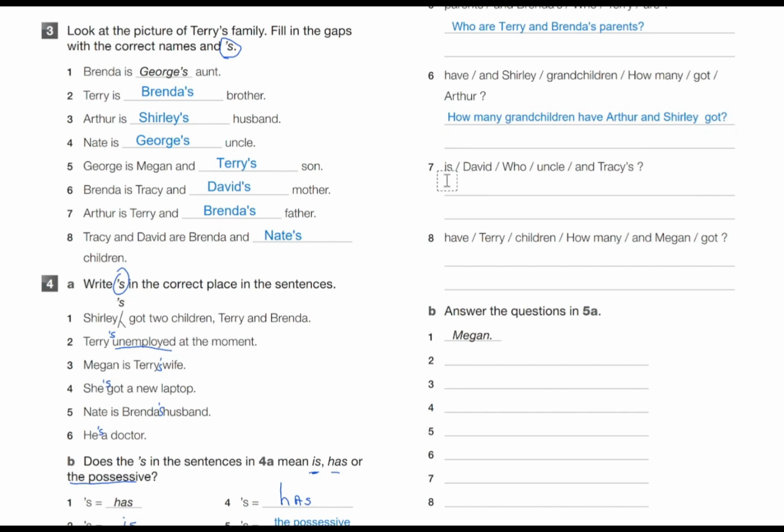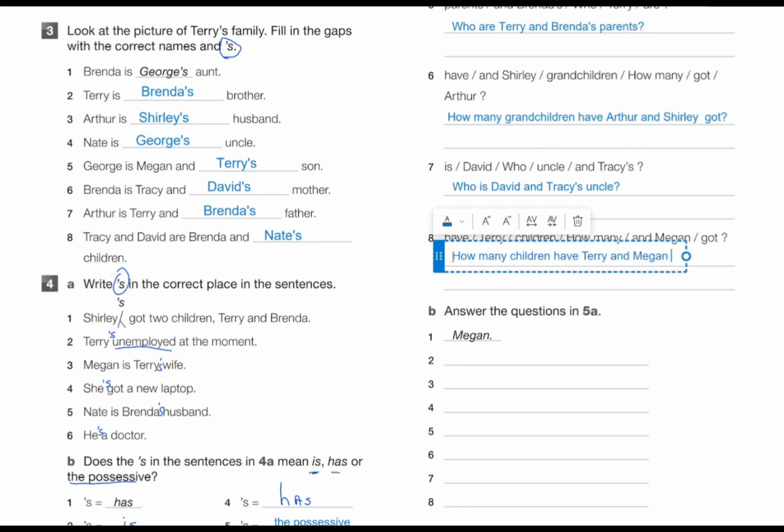And number seven, is David who uncle and Tracy? So who is David and Tracy's uncle? We're asking about one person. So who is David and Tracy's uncle? Number eight, how many children have Terry and Megan got? Okay, so that's it now.